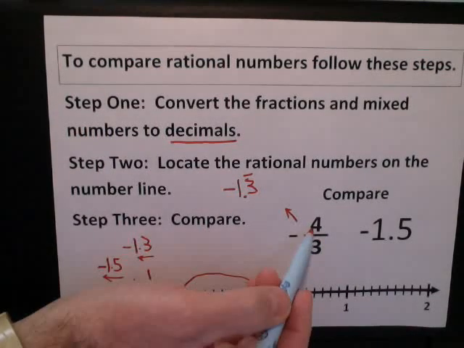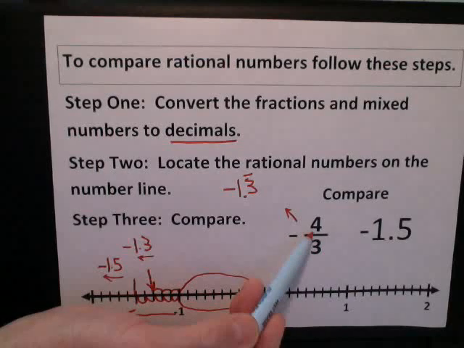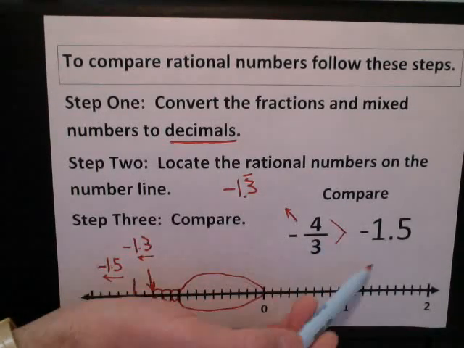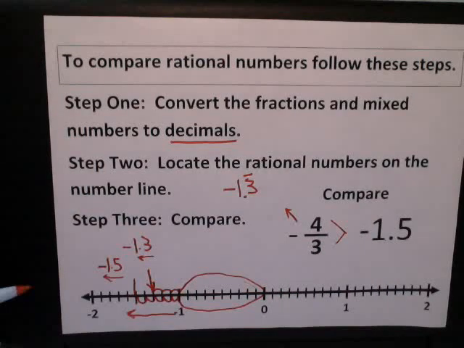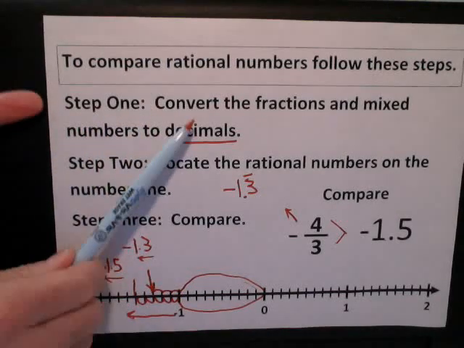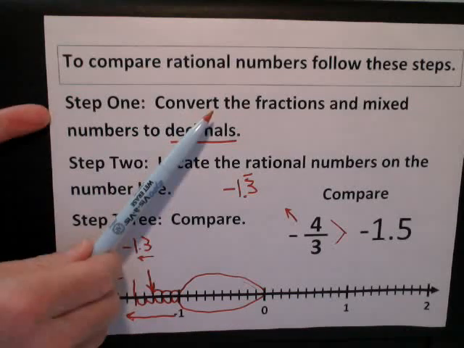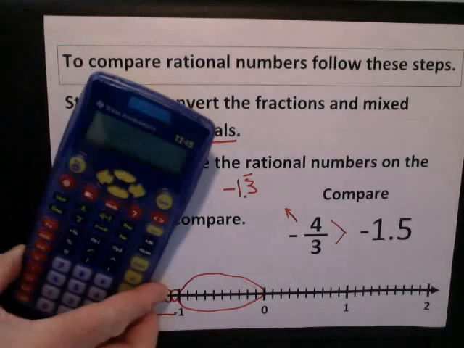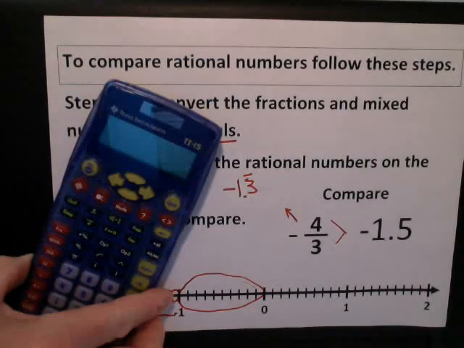So negative 1 and 3/10 is greater than negative 1 and 5/10. Alright? And so that's how you would figure out and compare. Just remember that it's always easier to convert fractions and mixed numbers to decimals. That's something that you can do quickly on your calculator.